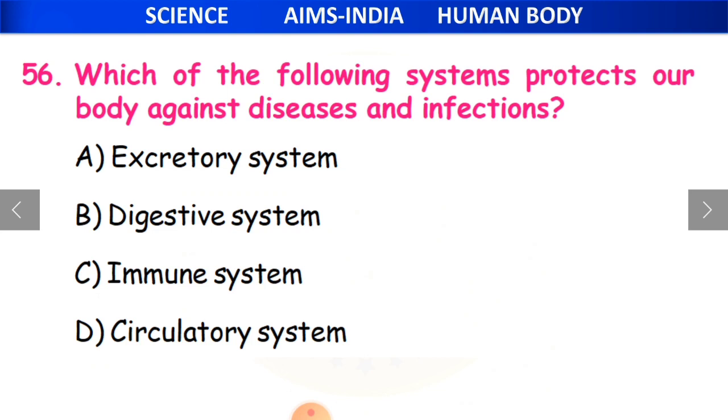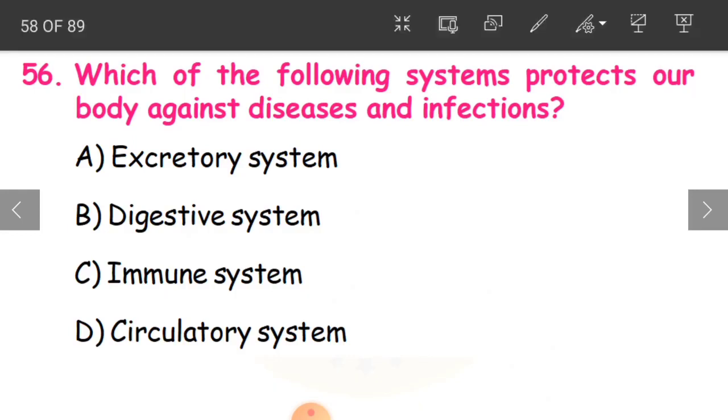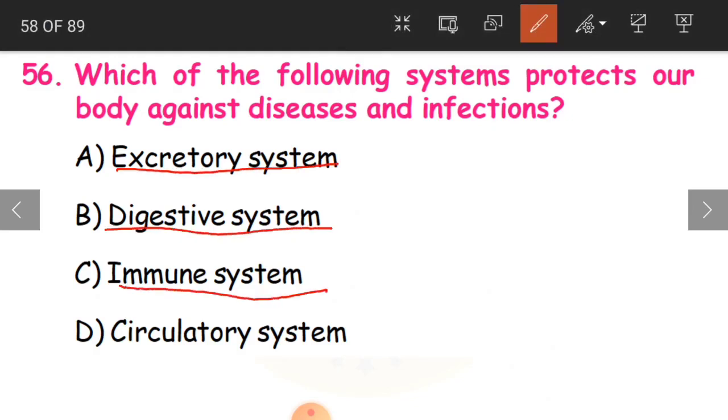Which of the following systems protects our body against diseases and infections? So we will be getting affected with diseases and infections, no children. So which is going to protect our body from these diseases and infections? Which system? Is it excretory system, digestive system, immune system, or circulatory system? And the answer is immune system.